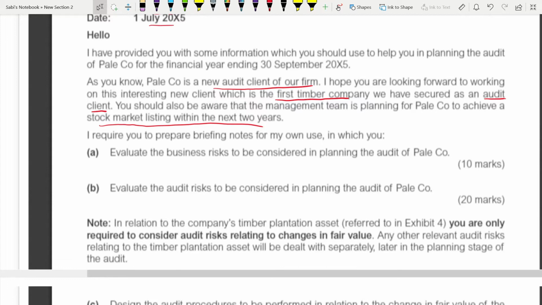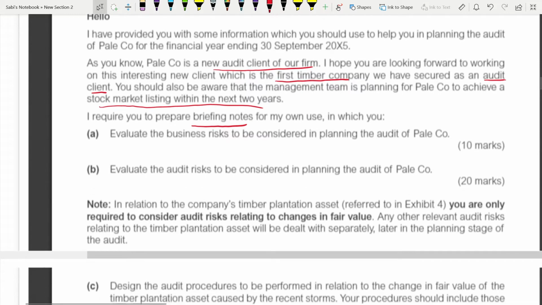I require you to prepare briefing notes for my own use. What are you required to prepare? It's very important, because your professional marks depend on which format you are using and how you are using it. So the format is briefing note. Make sure that you write it in the way of a briefing note. I will show you after a while, after we finish reading all the exhibits, how to prepare briefing notes.